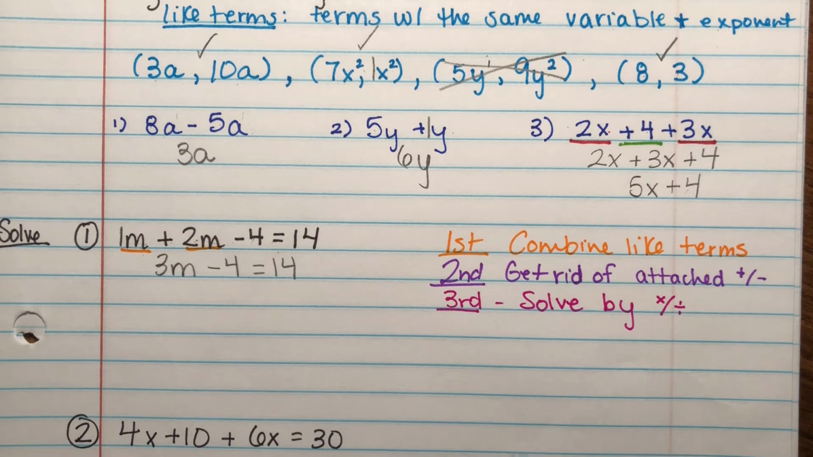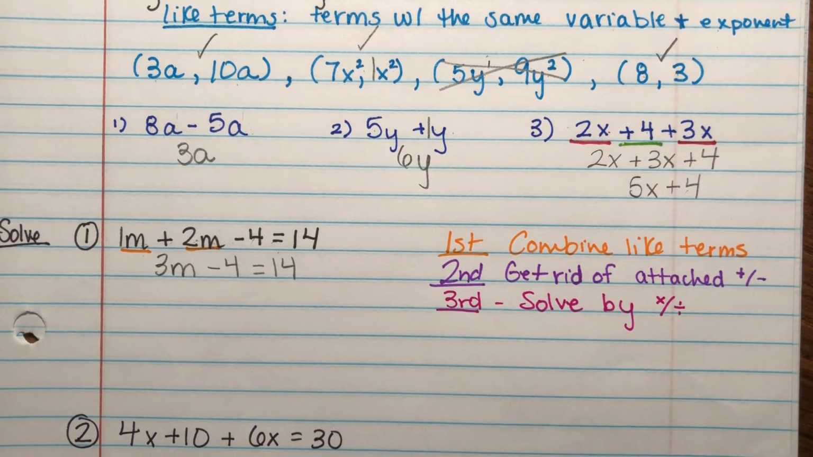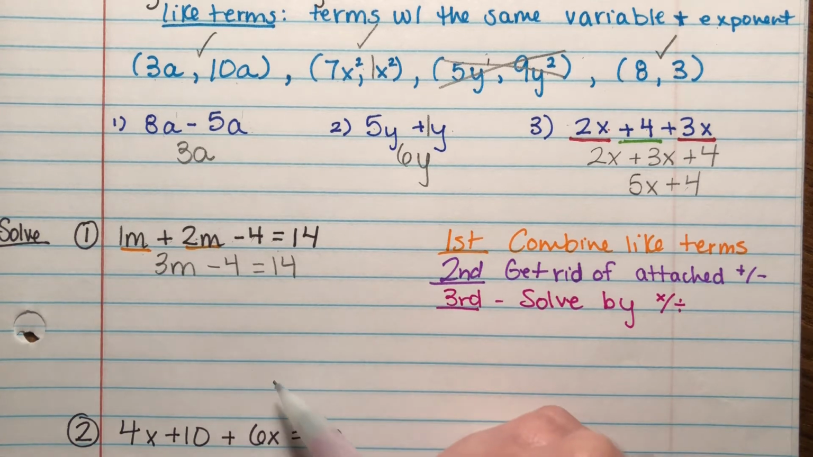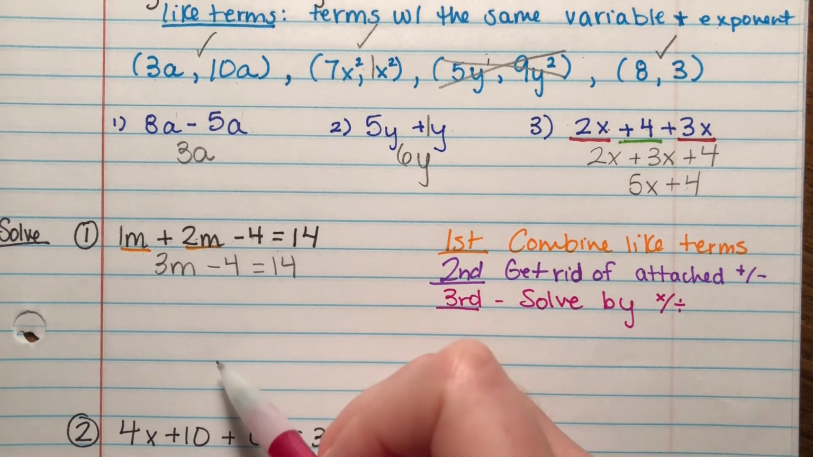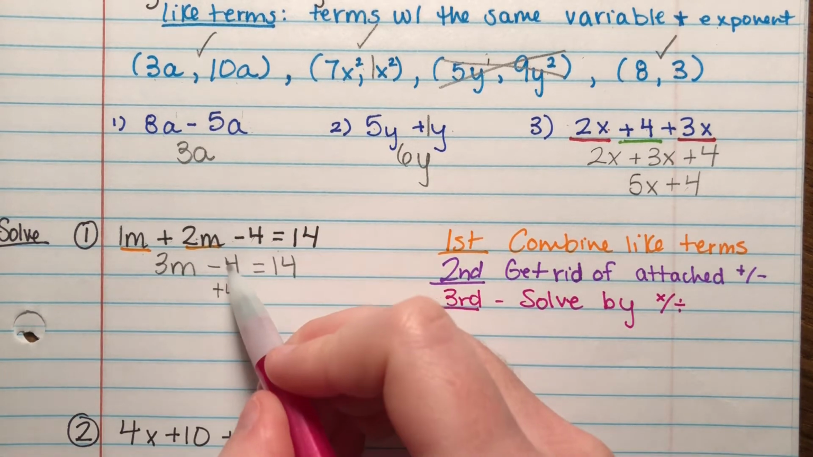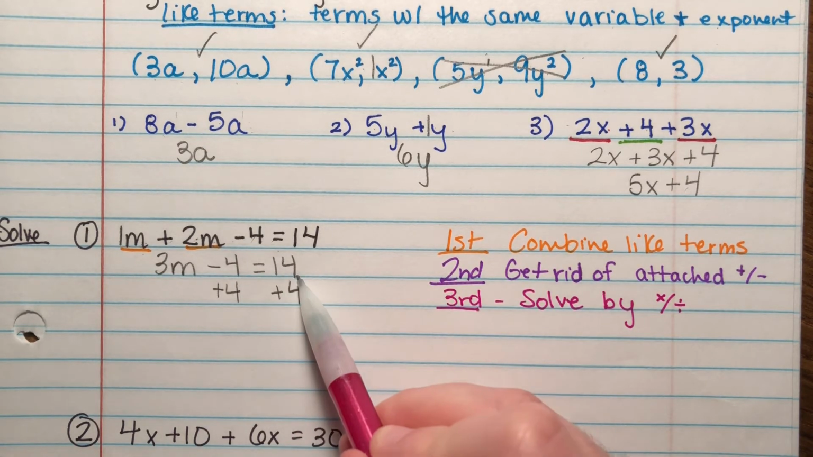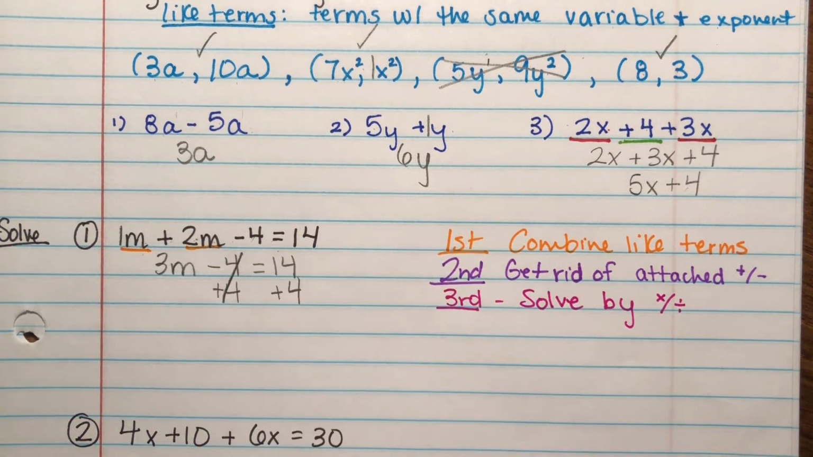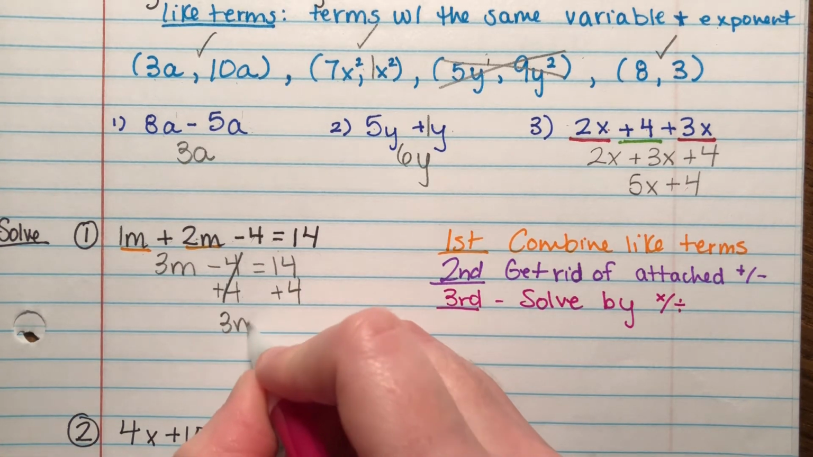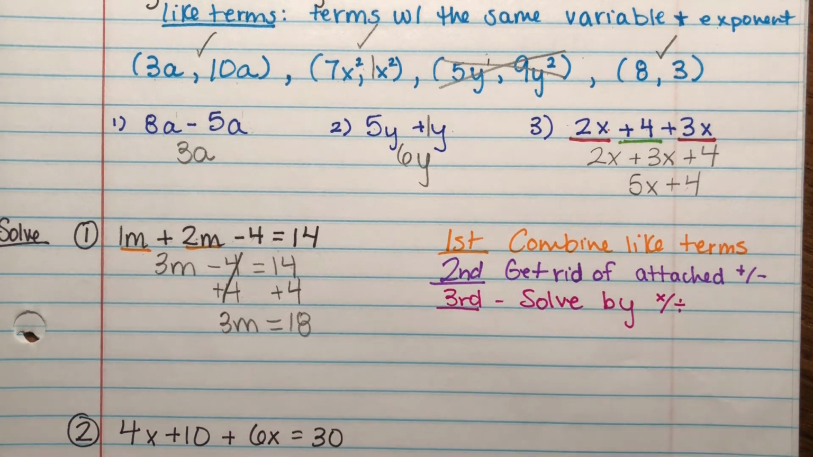Now I'm back to that solving two-step equations mindset. So first I'm getting rid of the attached addition or subtraction. So anything attached by addition or subtraction to the variable. What is attached here, hanging on by addition or subtraction? It's this 4. So I'm going to add 4. I'm going to do the opposite of what it already has given me. And whatever I do to one side, I have to do on the other side of the equal sign. Those will cancel because minus 4 plus 4 is 0. So I'm left with 3m on this side, and 14 plus 4 is 18 on this side.